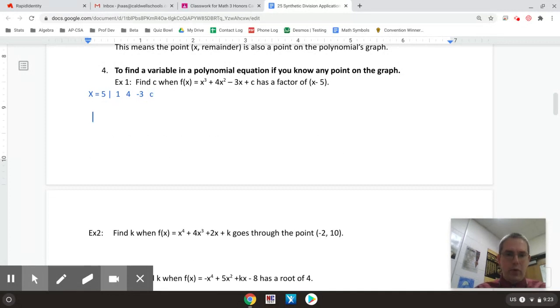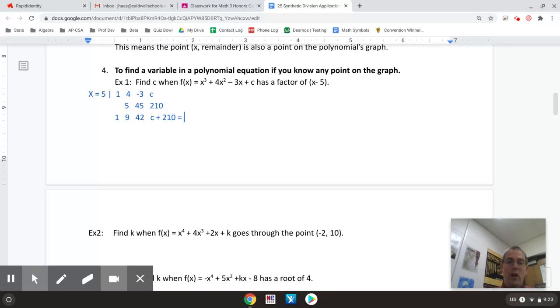Go ahead and bring down your 1. And then multiply the number on the bottom by that number in the box, which is 5. So that's a 5. Add makes a 9. Multiply makes a 45. Add makes a 42. These numbers are getting a little bit big. And now they just became a lot bigger because that's a 210 when I multiply 5 times 42. And then for your last step, we add c and 210. They aren't like terms, so it's just c plus 210. And that looks a little bit weird, but that is your remainder.